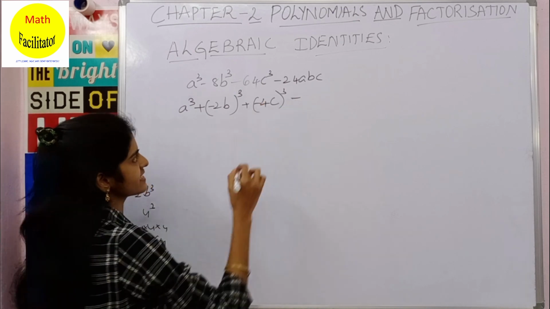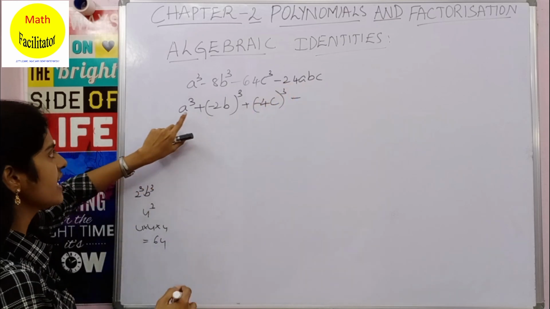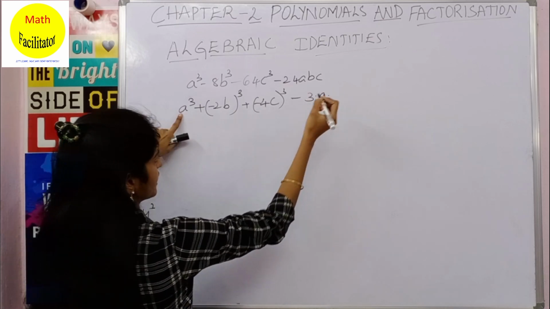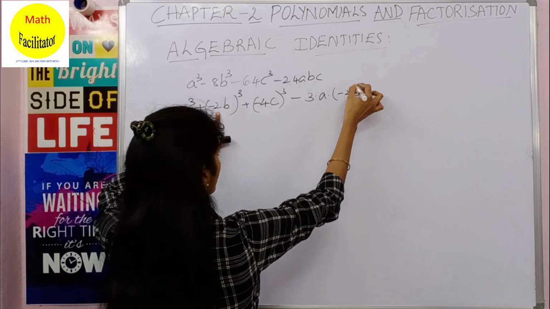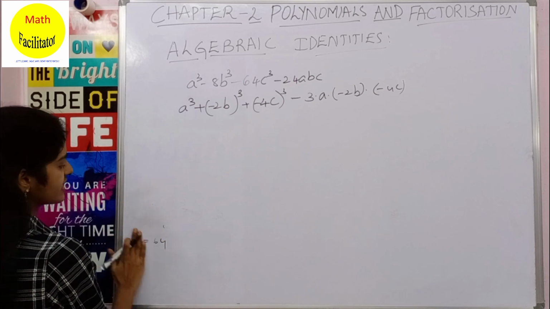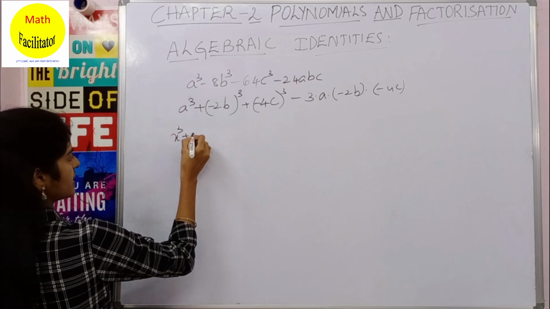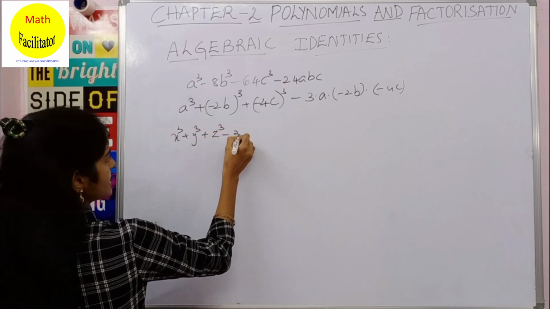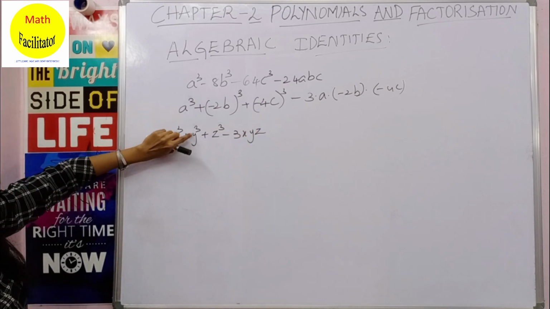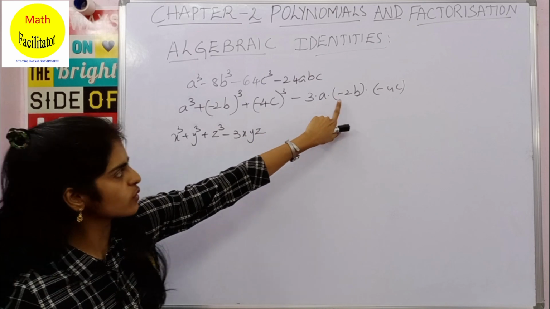Clear? And this is nothing but 24abc, which is 3xyz. It is in the form of 3xyz. Here you can see x is a, y is minus 2b, and z is minus 4c. Clear? So now let us compare this with the original standard form. We have learned this identity just now. So it is nothing but x cube plus y cube plus z cube minus 3xyz. Did we learn this just now? So x is a here, y is minus 2b, z is minus 4c, so minus 3 into x into y into z.